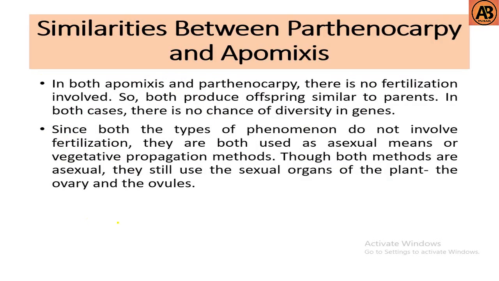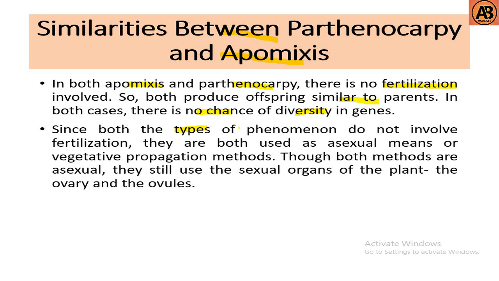Now we are going to learn about the similarities between Parthenocarpy and Apomixis. In both Apomixis and Parthenocarpy, there is no fertilization involved. So both produce offspring similar to parents. In both cases, there is no chance of diversity in genes.